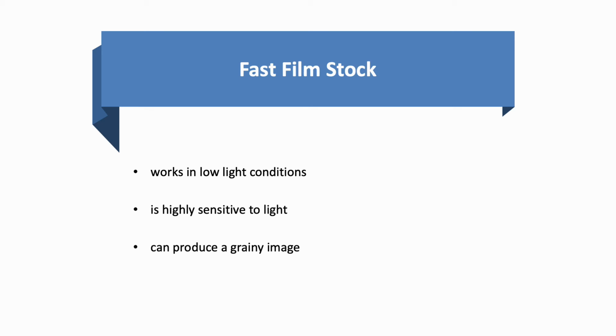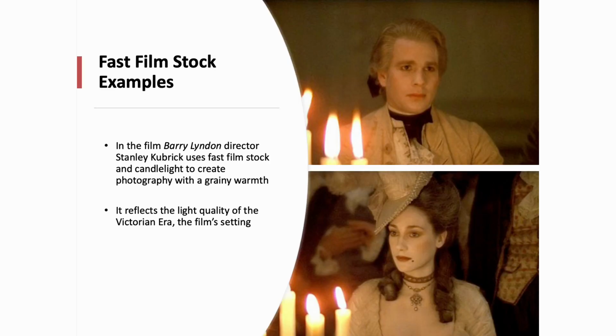Fast film stock works in low light conditions, is highly sensitive to light, can produce a grainy image. Fast film stock examples. In the film Barry Lyndon, director Stanley Kubrick uses fast film stock and candlelight to create photography with a grainy warmth. It reflects the light quality of the Victorian era, the film's setting.